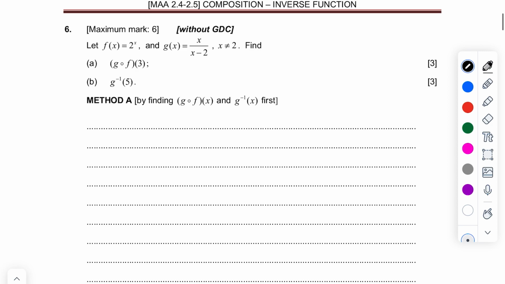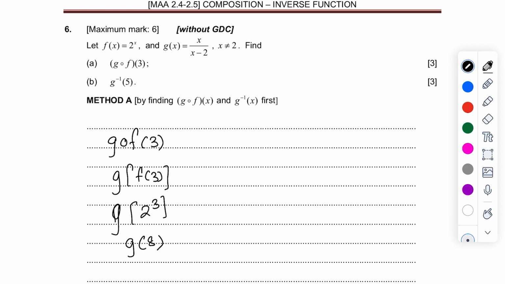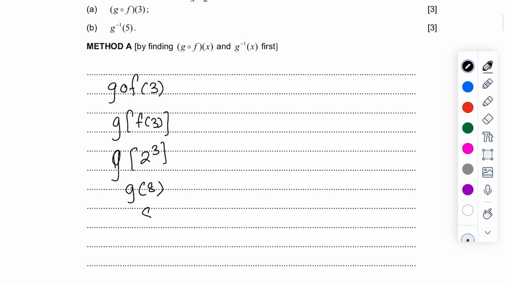Question number 6. f of x equals 2 power x, g of x equals x upon x minus 2. Find g circle f of 3. So g of f of 3. Plug in f of 3. So it becomes g of 2 power 3. 2 power 3 is 8. Plug in 8: 8 upon 8 minus 2, which is 8 upon 6, which is nothing but 4 upon 3.